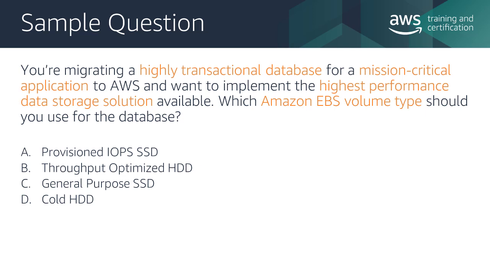I start with eliminating throughput optimized HDDs. Throughput is not my problem here. It's not the volume, it's how many individual transactions are happening. Cold hard drives, do not want them. General purpose is good for some solutions, but in this case, when you want the highest performance data storage solution, the Provisioned IOPS is going to be that particular solution. Next.